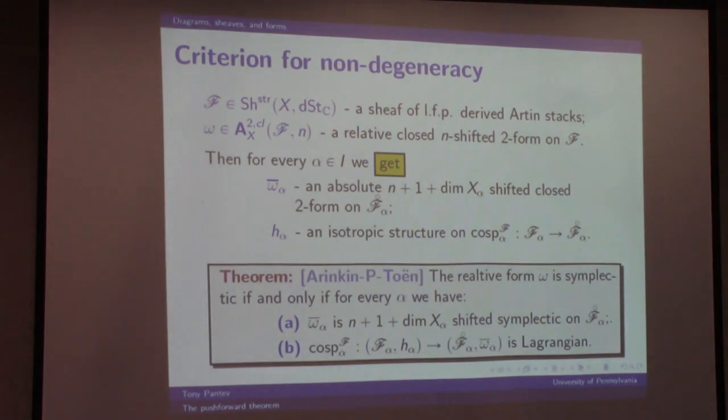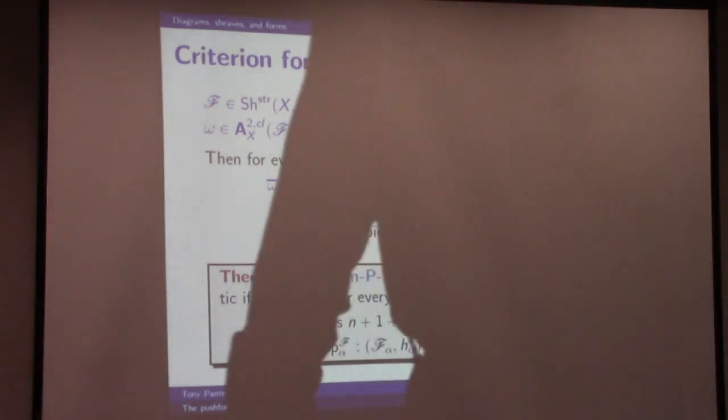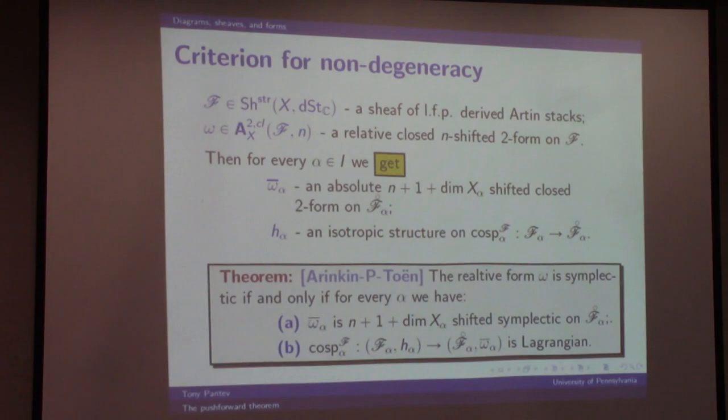So these absolute forms do not glue? They glue, but they glue in this relative guy. I mean, in fact, if you take these absolute forms, they are a little bit less data than the relative guy. But their non-degeneracy captures completely the non-degeneracy of the relative guy.